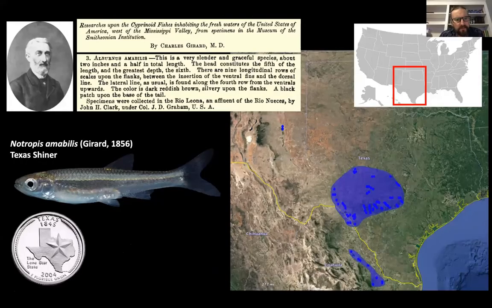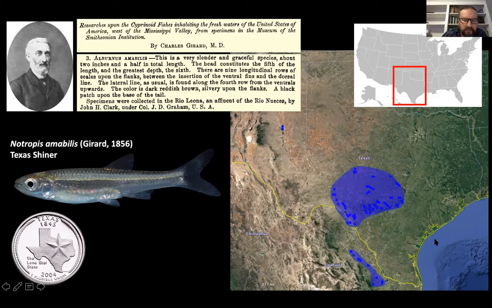So Notropis amabilis is commonly referred to as the Texas shiner. And if you're not familiar with Texas, this is one of the states in the southern parts of the United States, shown here in red. So the Texas shiner, it's called the Texas shiner because it's found almost entirely in Texas. There are some records from Mexico and also New Mexico.